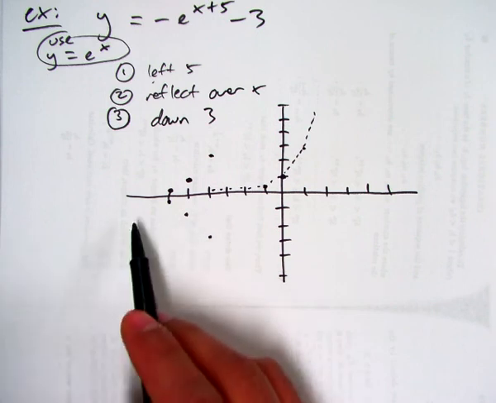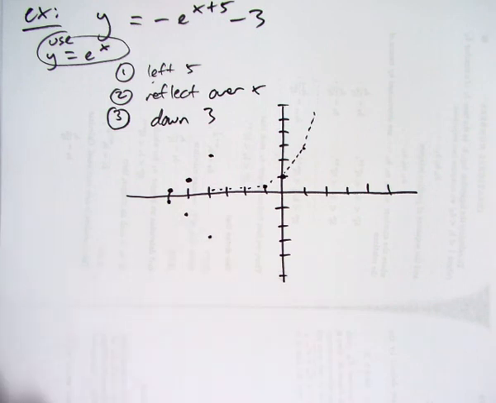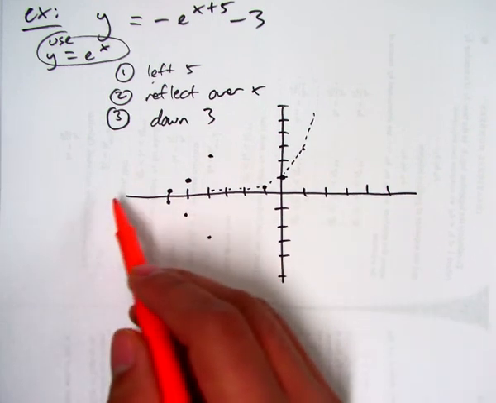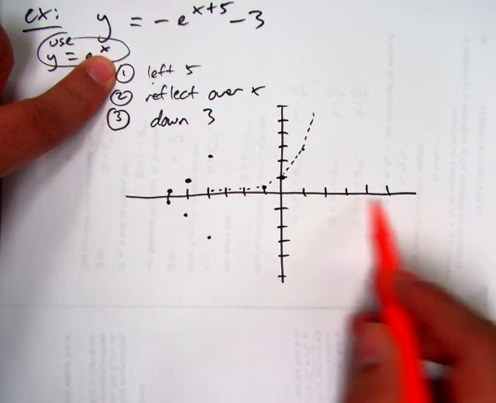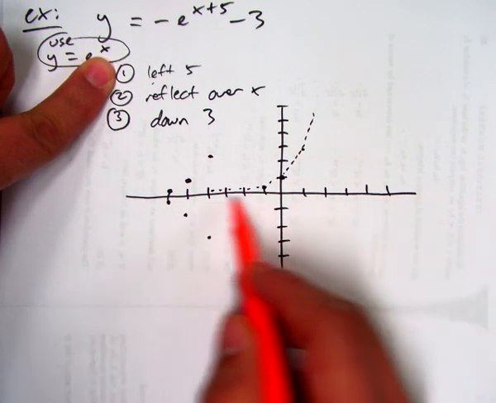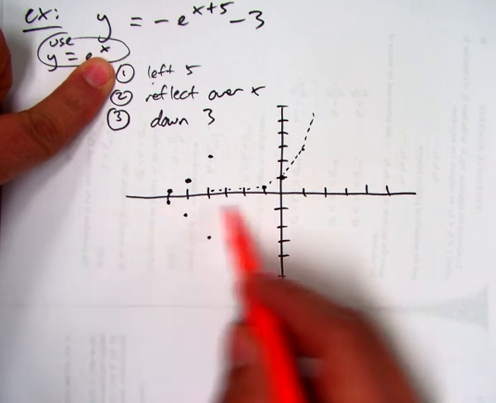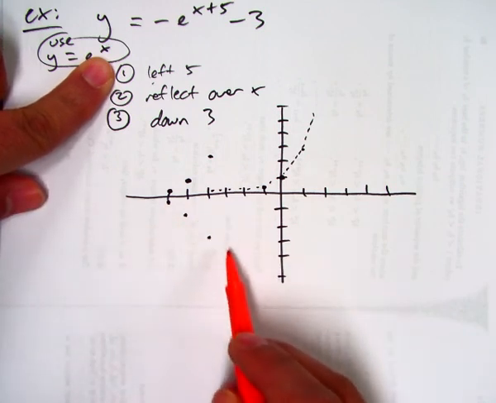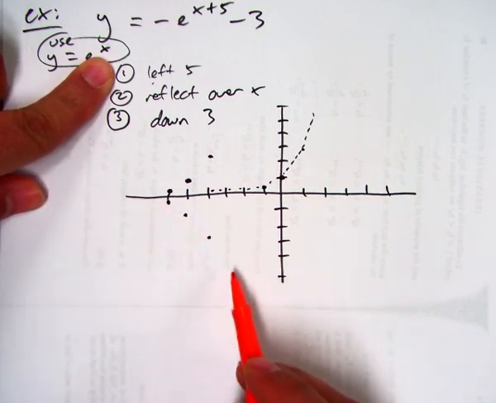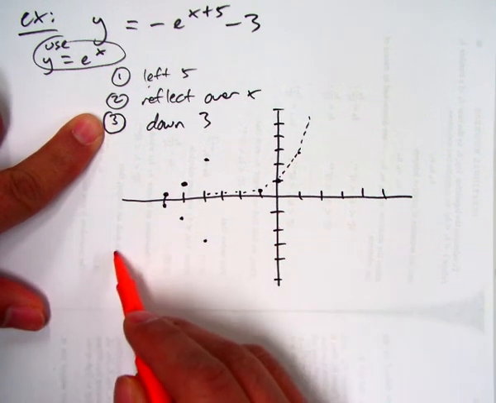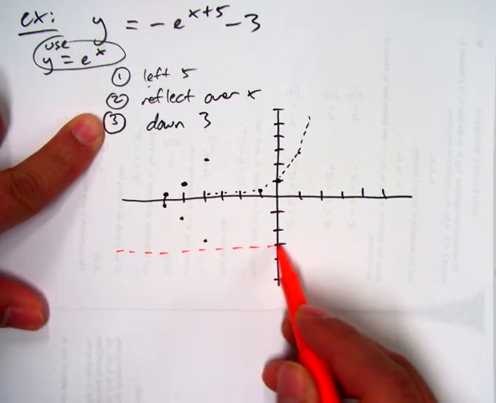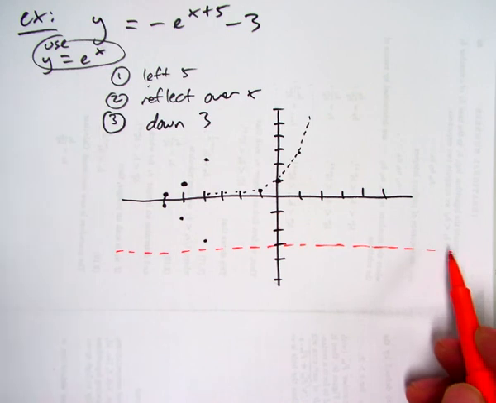A good guide is usually the horizontal asymptote. If you've noticed, we started with a horizontal asymptote at y equals 0. Moving it left 5 doesn't change that. Reflecting over x doesn't change the horizontal asymptote either. In fact, you can see that it's still here when you plot these points and connect them. Now when we go down 3, 1, 2, 3, I'm going to go ahead and move my horizontal asymptote down 3 units first.